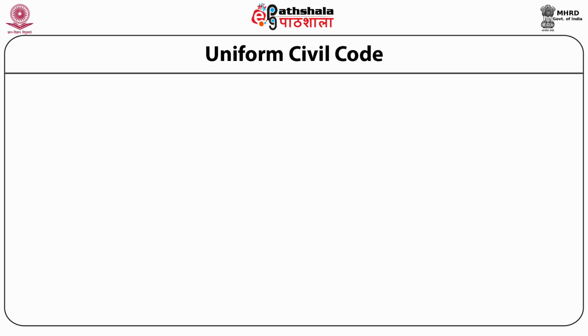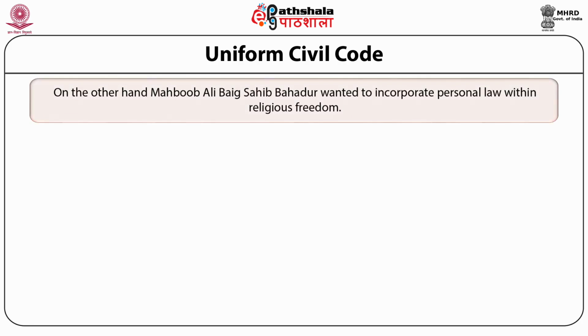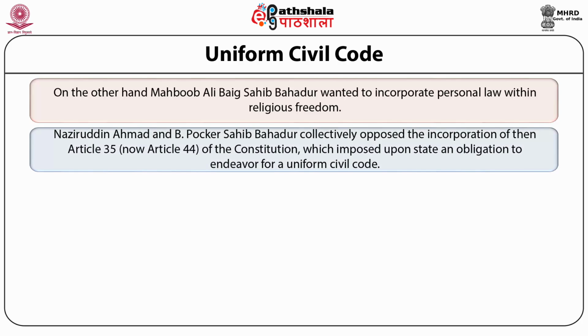Mehboob Ali Beg brought this issue to the floor of the assembly. He wanted to incorporate personal laws within religious freedom. Nazaruddin Ahmad and Bahadur, Pakar Sahib Bahadur, collectively opposed the incorporation of Article 44 of the Constitution, which imposed upon the state an obligation to endeavor for a uniform civil code. The stage was set for a bitter battle on the Uniform Civil Code.